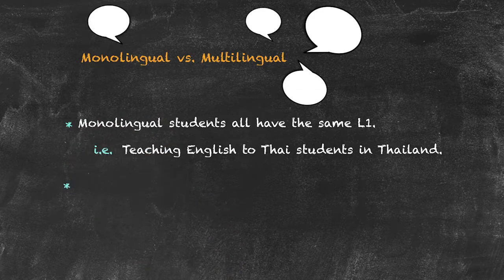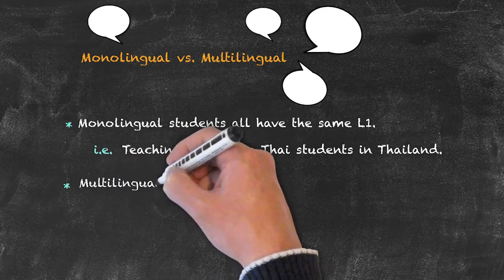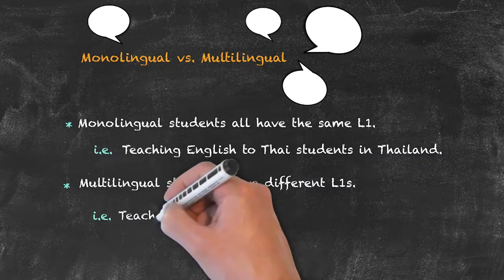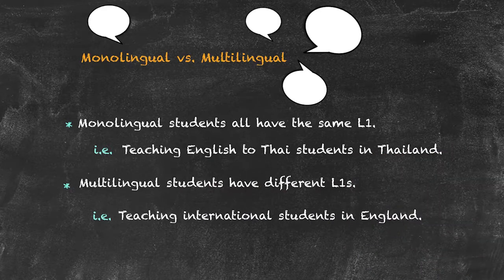The difference with a multilingual class is that the students will have a range of first languages, so they have different L1s. An example there may be the teaching of English to a group of students in an English-speaking country, for example, in England. Whether your class is monolingual or multilingual, it brings with it a range of advantages and disadvantages. So let's have a look at what some of those could be.